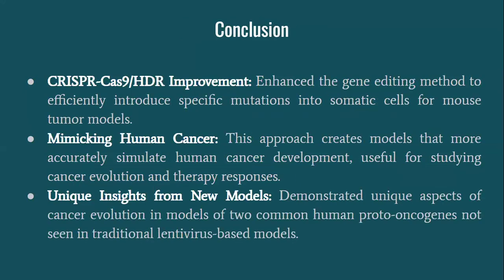So to conclude, the CRISPR-Cas9 HDR improvement basically enhanced the gene editing method to efficiently introduce different mutations into somatic cells for mouse tumor models. And this also mimics human cancer by creating a model that's more accurate and more related to human cancer development, and useful for studying cancer evolution and therapy responses as well.